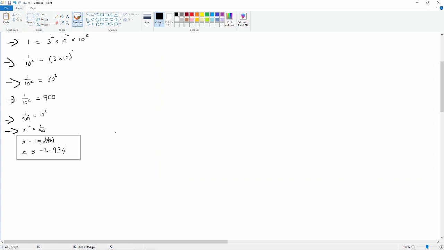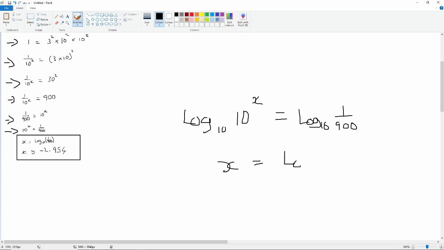So that way we use the log to base 10. So log to base 10 of 10 to the power x. And what we do to the one hand side, we have to do to the other hand side, is equal to log to base 10 of 1 over 900. Log to base 10 of 10 to the power x then is just x. So x is equal to log to base 10 of 1 over 900.